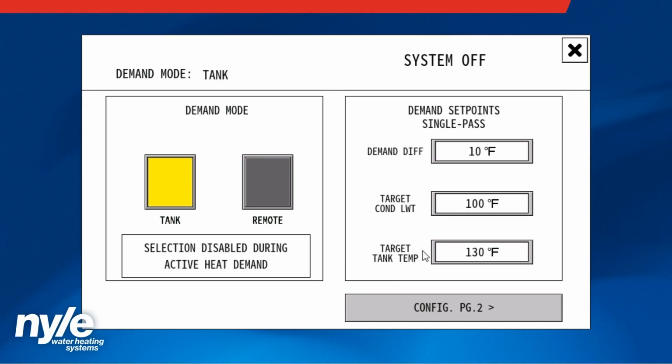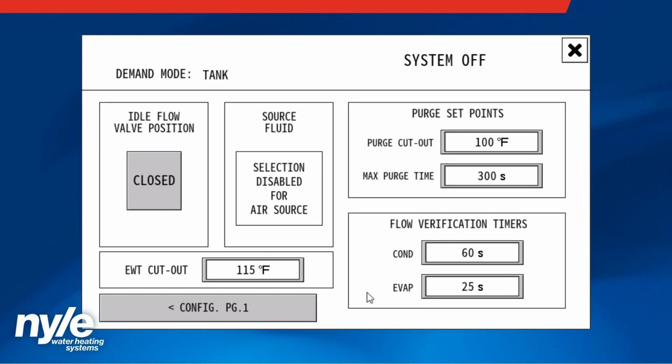For configure page 2, we have an idle flow valve position that can be set for closed or open. This is the flow valve position when the unit is down, so you set that for your desired position when the unit is down. If this was a water unit, we would have a source fluid selection for water or glycol. Of course, it defaults to water, but we do have capabilities for glycol. This button basically just changes some internal calculations for our program.